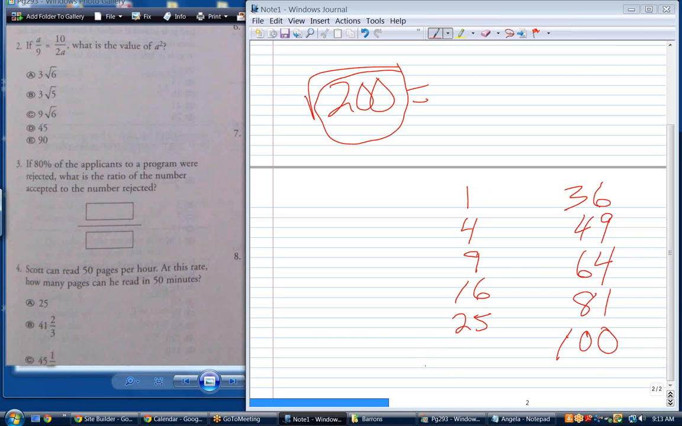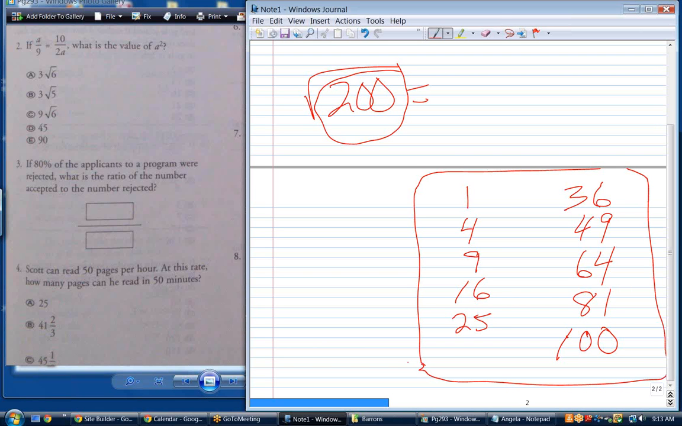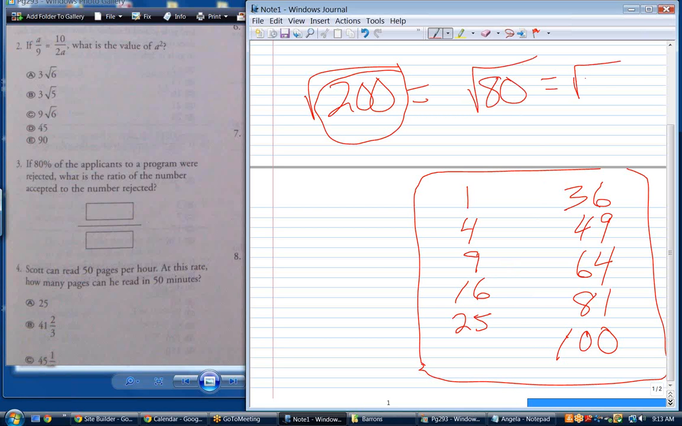In other words, if you recognize those, then when you go to try to find factors of whatever's inside the radical, you'll be looking for these kind of numbers. Okay. In other words, if I do square root of 80, I know I'm looking for a 16, so that could be square root of 16 times square root of 5.